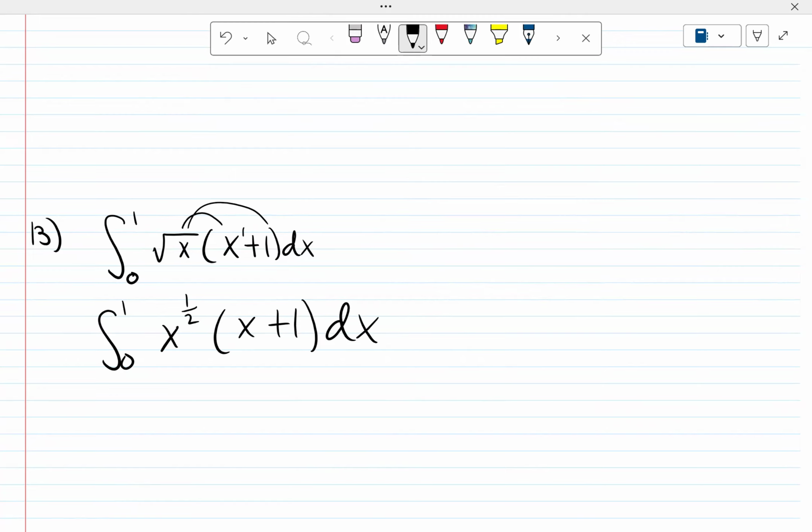Okay, so if you recall, if you FOIL it out and you're multiplying powers with the same base, for example x cubed times x squared, you add the powers, so this is x to the 5.